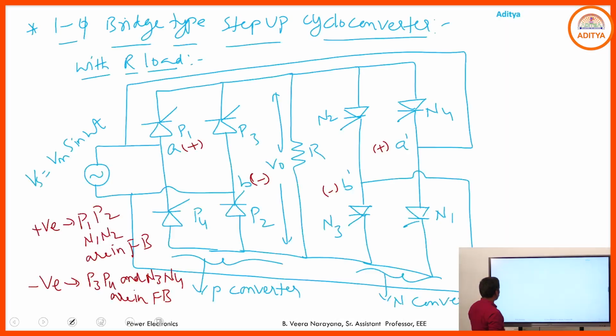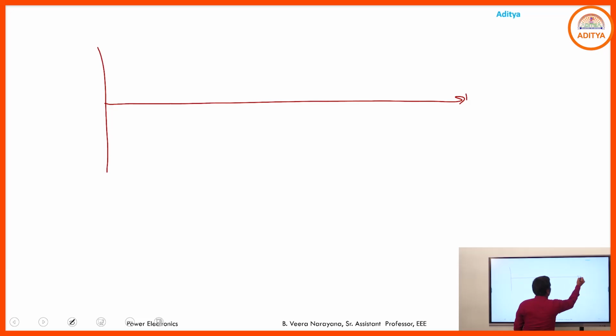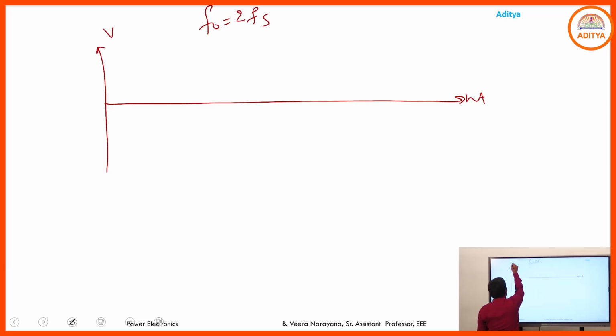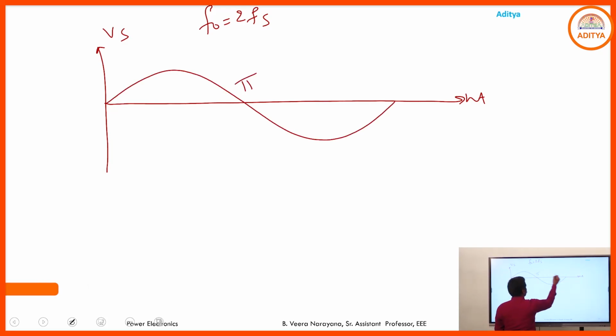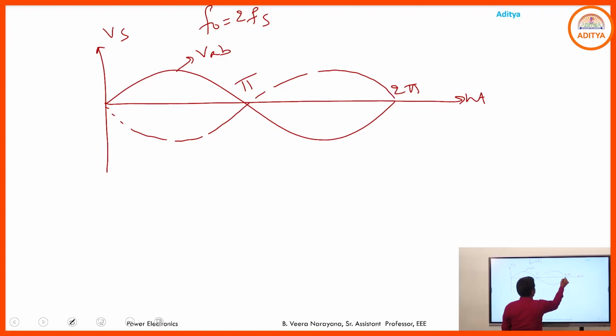Or we will redraw these waveforms. Don't confuse, just stay here. I just want to collect the output frequency 2 times the source frequency. So here I am taking the source voltage like this, and this one is VAB, and this one is VBE. Then what is the output voltage here?